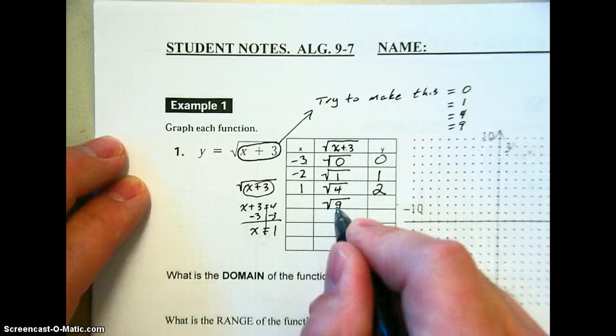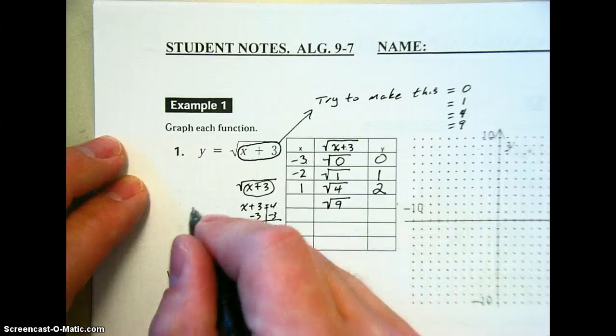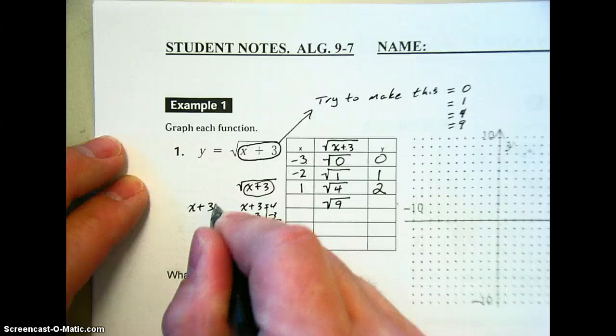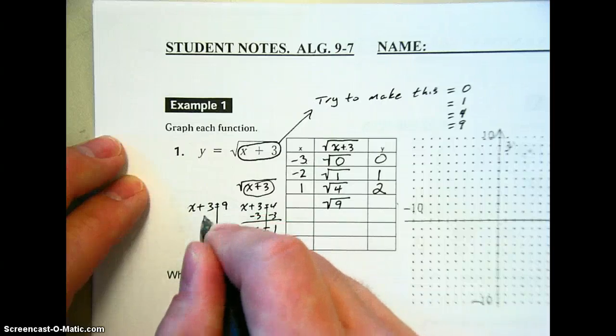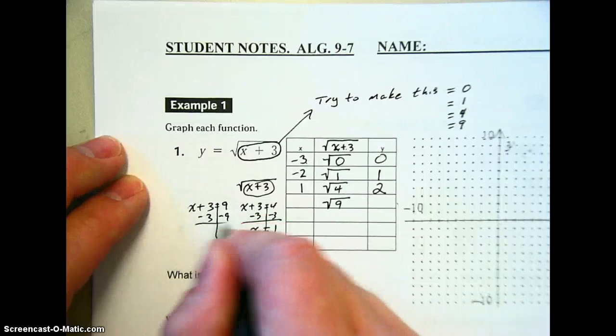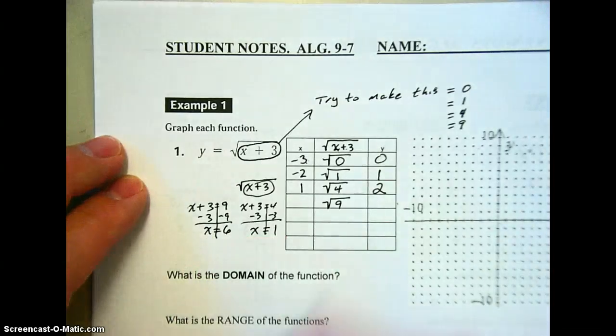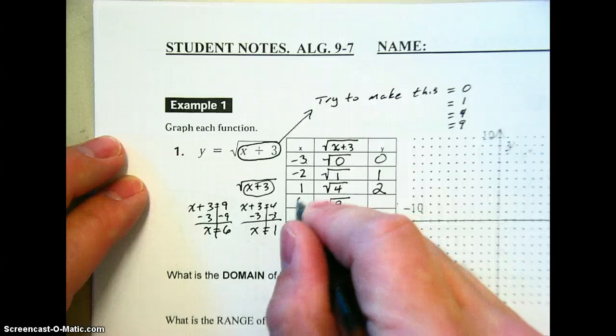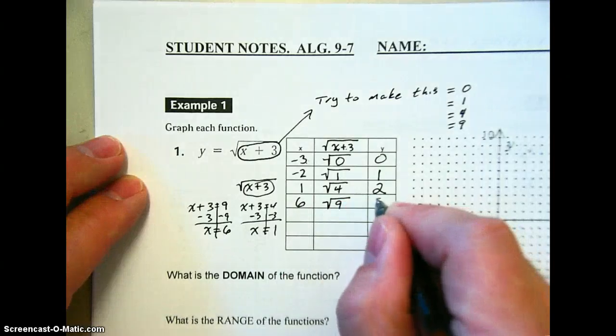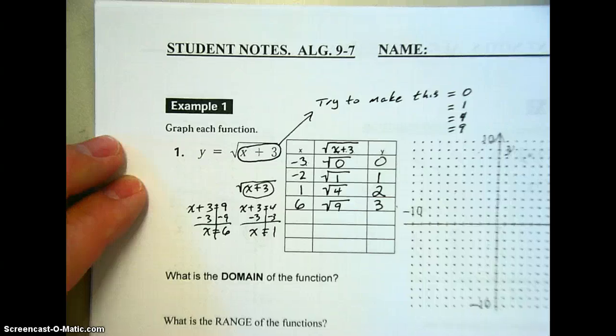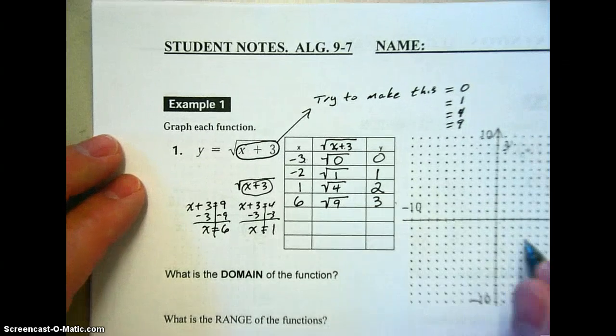And then if you're doing this one, for 9, you write that here. I want x plus 3, the thing in the radical, to equal 9. So what plus 3 makes 9? 6. X equals 6. Okay? So that becomes 6, and this becomes 3. Okay? Then we're going to go ahead and graph them.